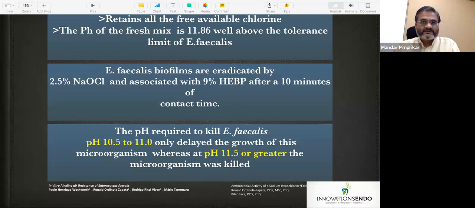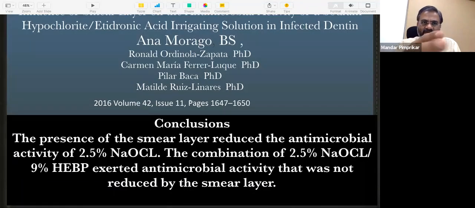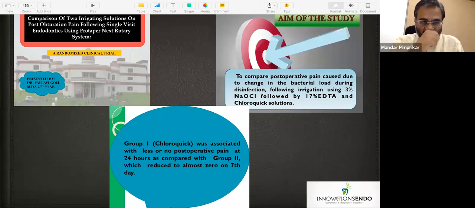So that's a concept. It's not only a solution. And also some influence on smear layer because of etidronic acid not allowing any smear layer to form. So it's a simultaneous action. Etidronic acid not allowing smear layer to form, hypochlorite having better penetration. So that is why when you are using two reagents together, and that is why it is called a one-step irrigation solution.